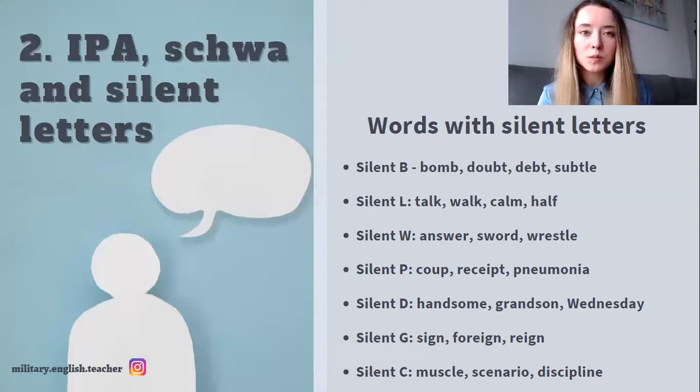Silent P: coup. That's because of the French origin of this word. Receipt. Pneumonia. Silent D: handsome, grandson, Wednesday. Silent G: sign, foreign, rain. The last one is pronounced exactly as rain.